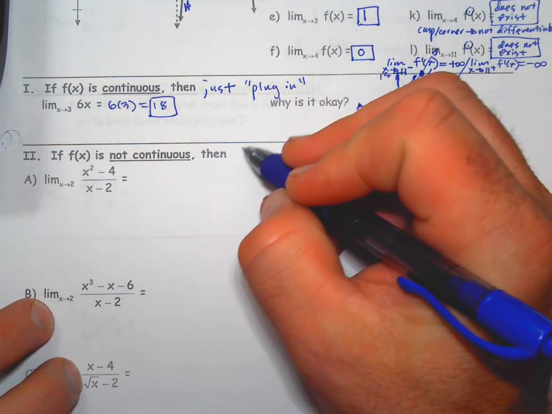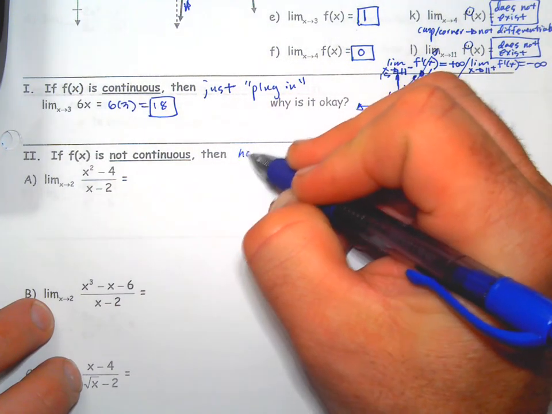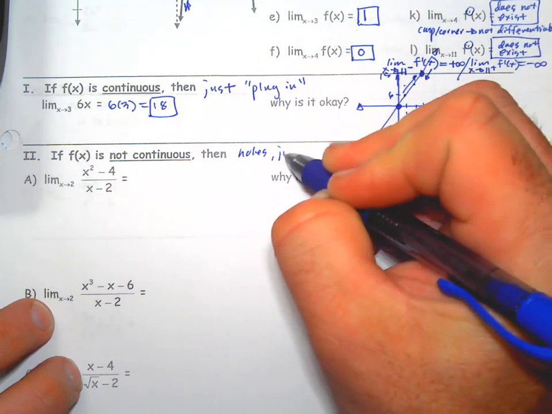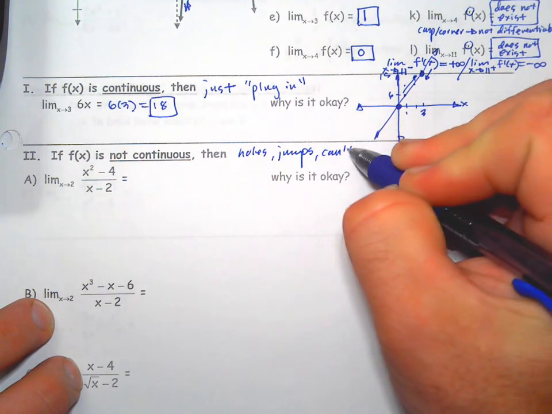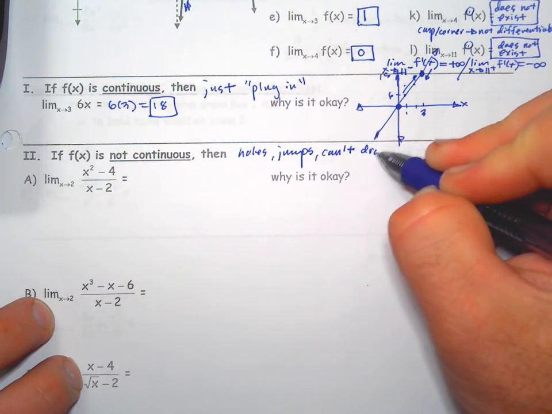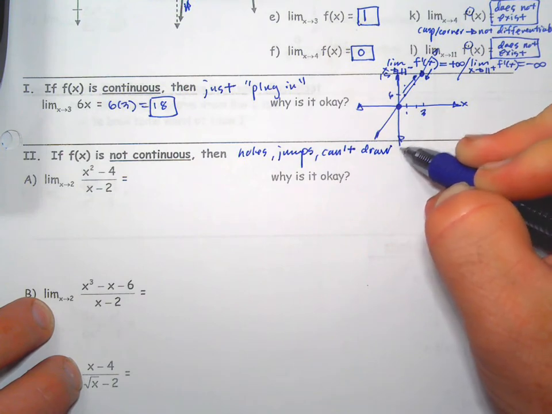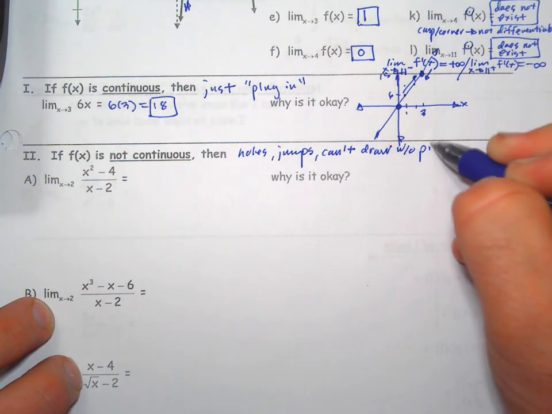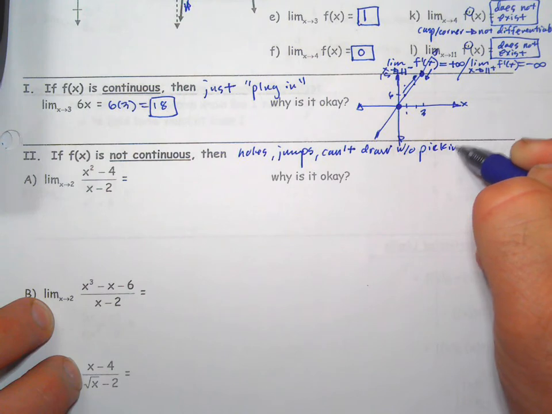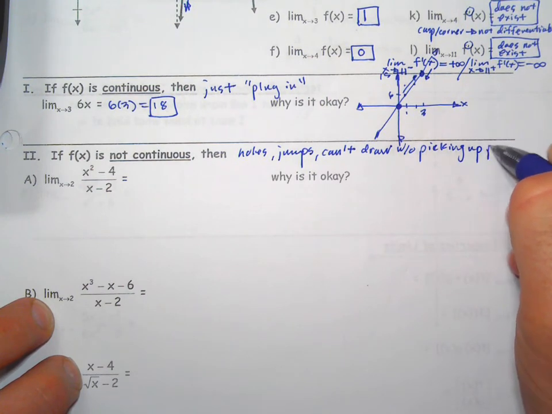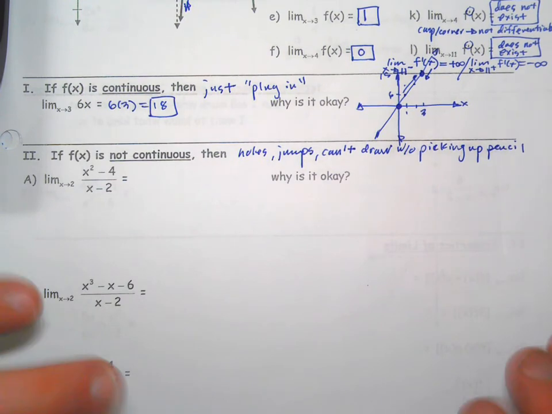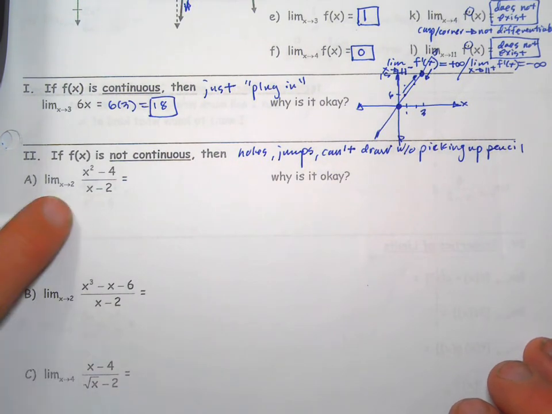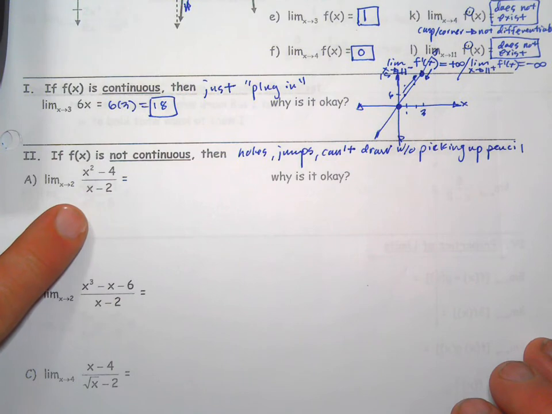So you might have holes, jumps, and what it really comes down to is that you can't draw the graph without picking up your pencil. Sort of a simple way of describing that. So here's some different examples, and we'll talk about the techniques that we're going to use.